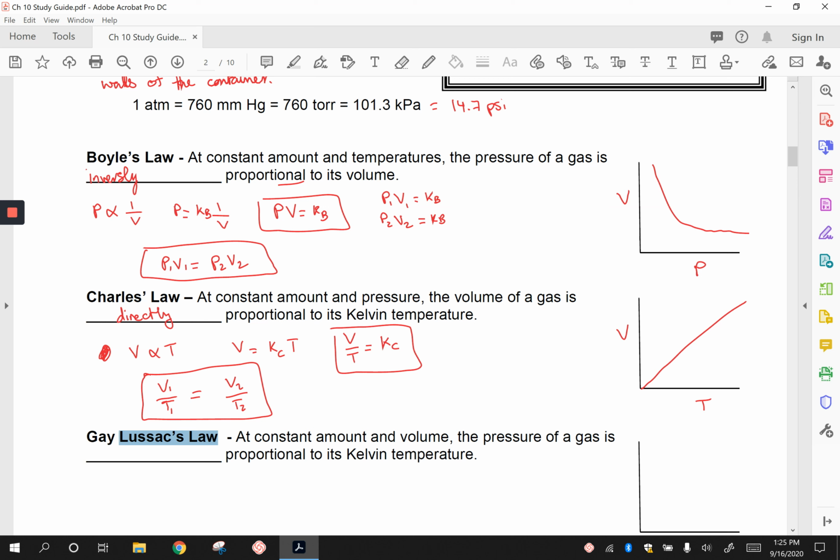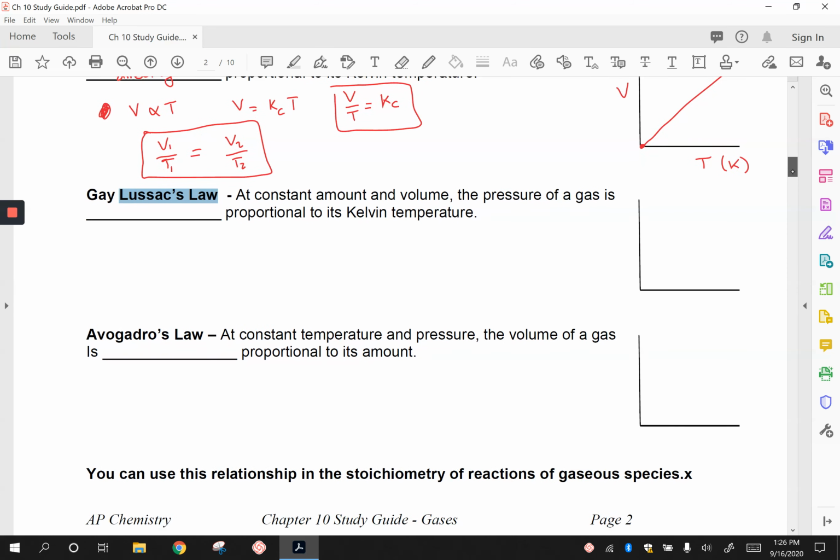If this was the Kelvin temperature, then we would meet at the origin there, because at 0 Kelvin you wouldn't have any gas, so it wouldn't have any volume. Everything would freeze, everything would be a solid. If this was the Celsius temperature, then we would have this hit at the intercept of negative 273 Celsius, which is 0 Kelvin.